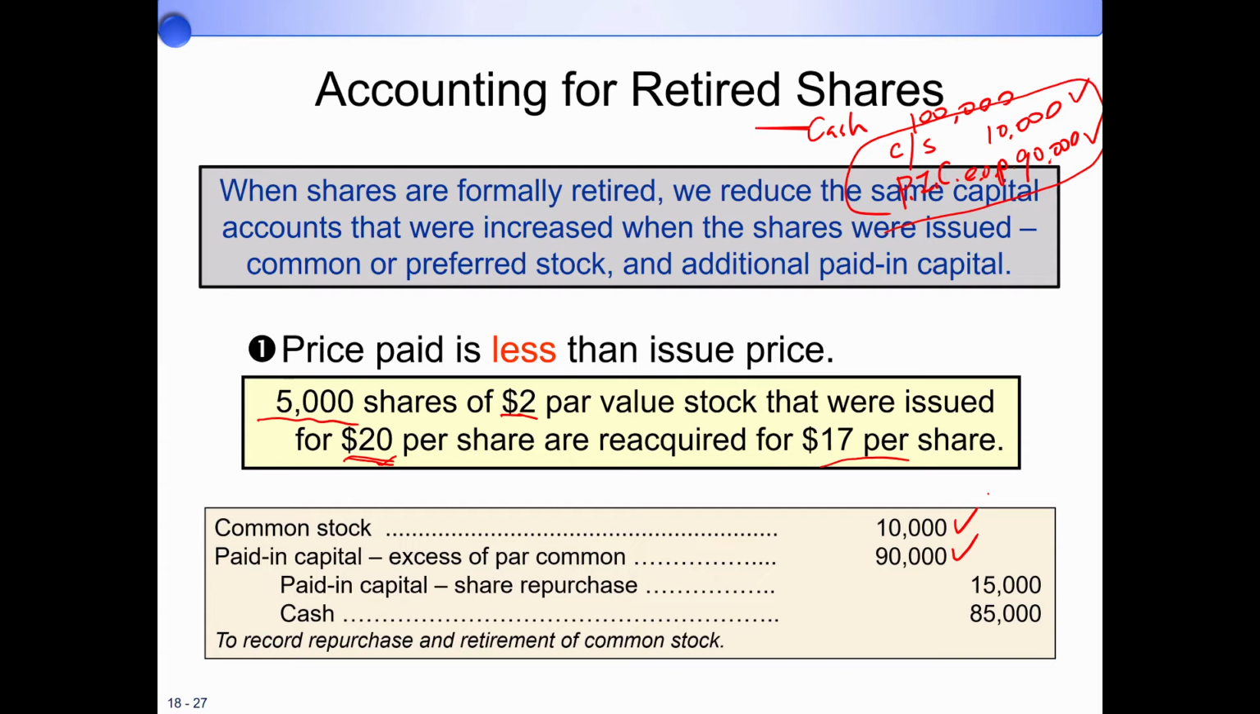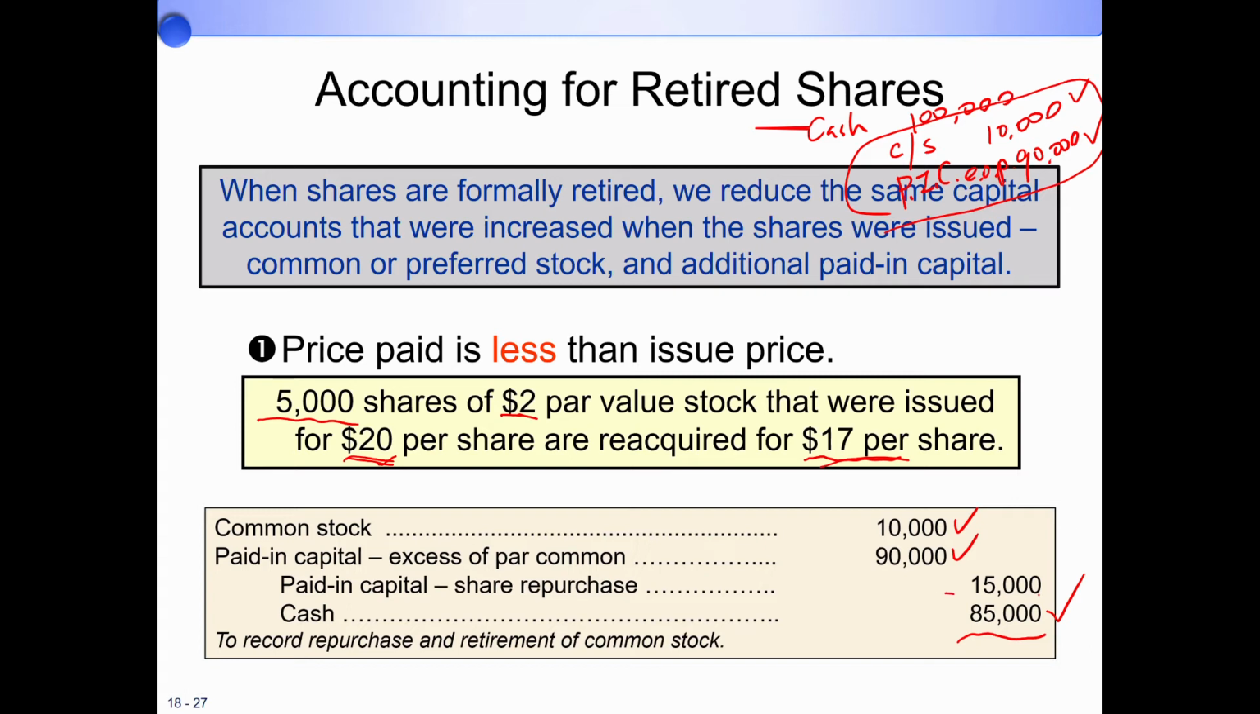We added that when we issued those 5,000 shares. So we have these two debits here. And then how much do we spend? In this case, we spend $17 per share, 5,000 times 17. That's how much we spend, $85,000 cash. We spend the cash, we decrease cash, so we credit cash.